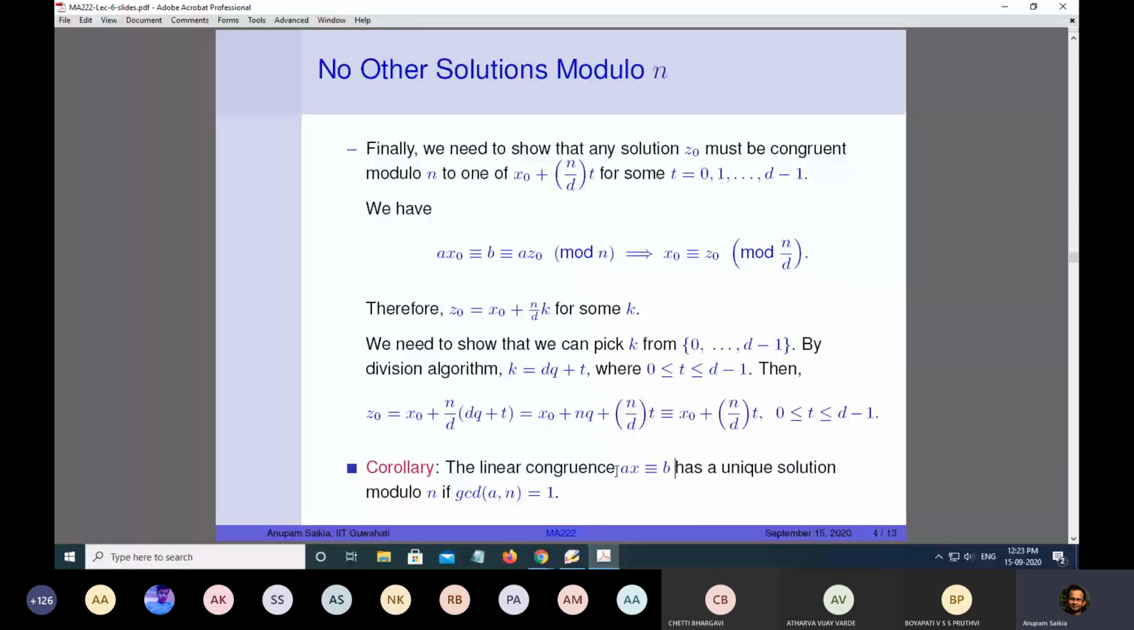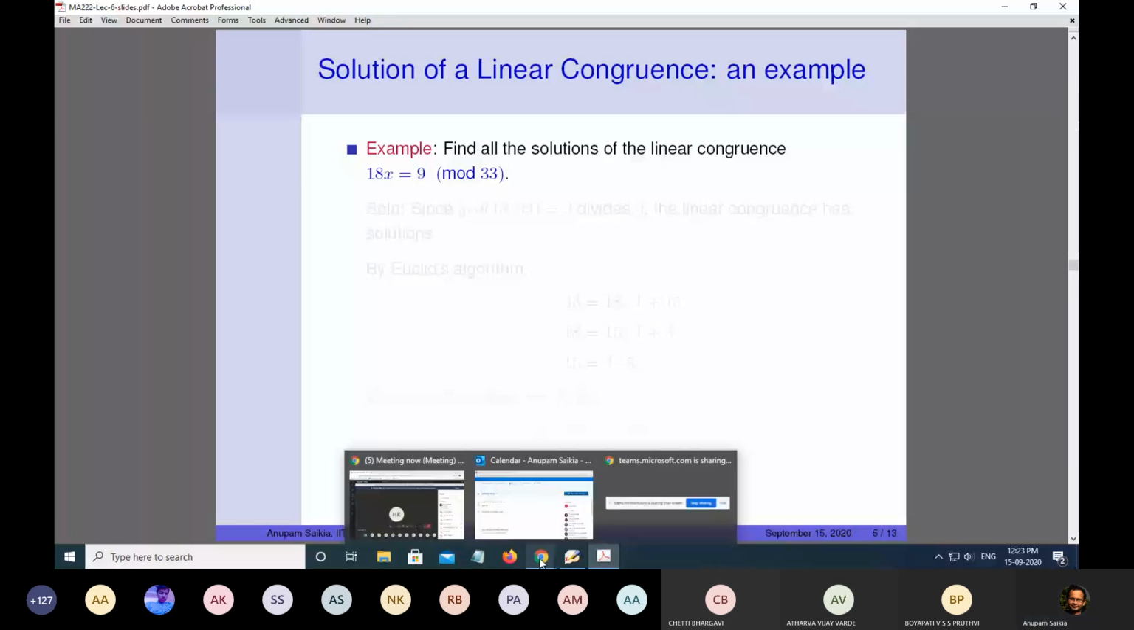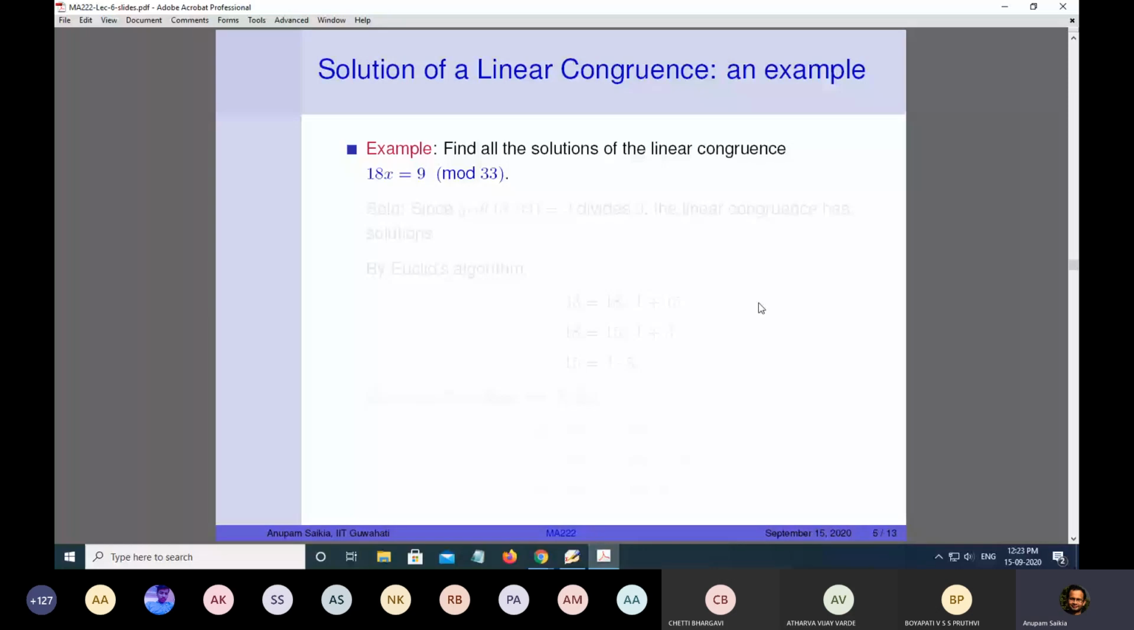So the best situation is when a is coprime to n, where we are trying to solve ax congruent to b mod n. So this is the corollary. We'll demonstrate this by an example. But if you have any question, you can ask me now. Okay, fine. I suppose you don't have any question.